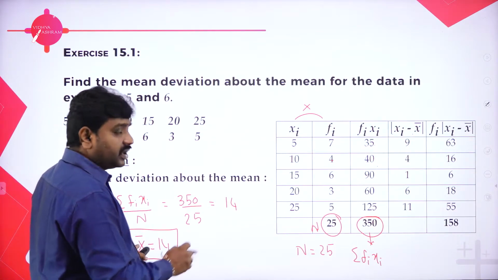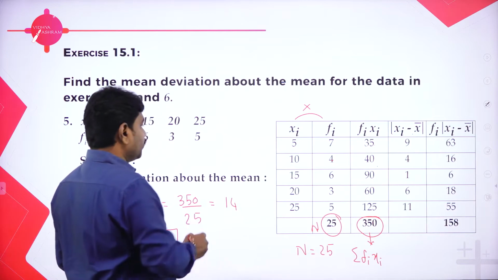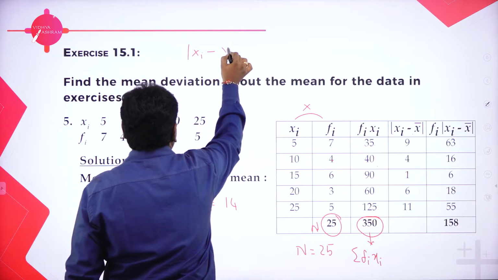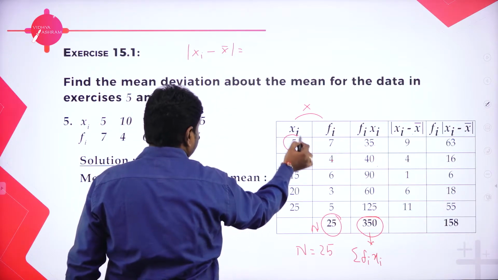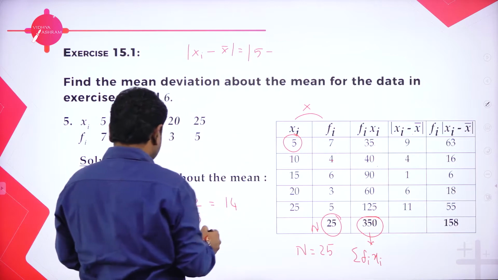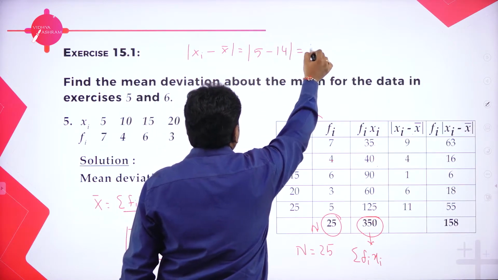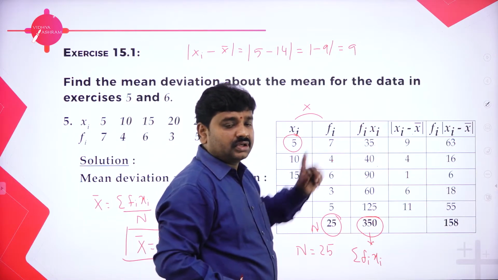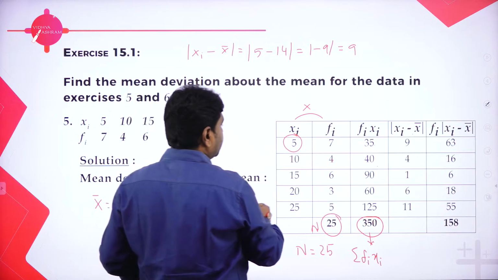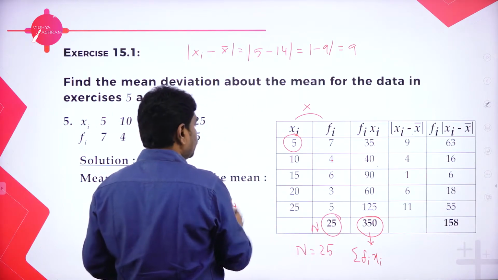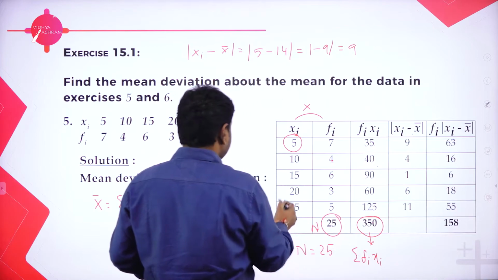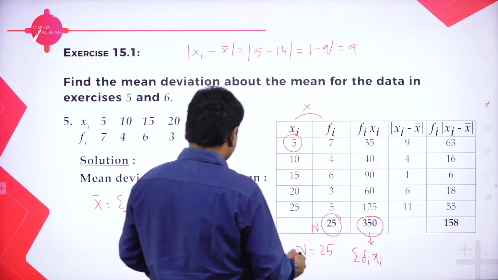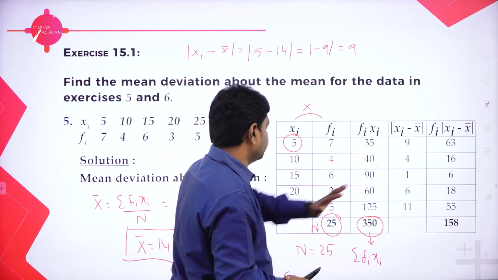Now every observation, xi, you subtract with 14. Modulus of xi minus x bar means, first observation, 5 minus x bar. What is x bar? 14. 5 minus 14 gives you minus 9. Modulus of minus 9 is plus 9. Always you will get positive. Like that we enter. Then subtract 10. 10 minus 14 gives you minus 4, modulus 4. Enter. 15 minus 14 is 1. Enter. Then 20 minus 14, 6. Then 25 minus 14, 11. So all the values you enter.